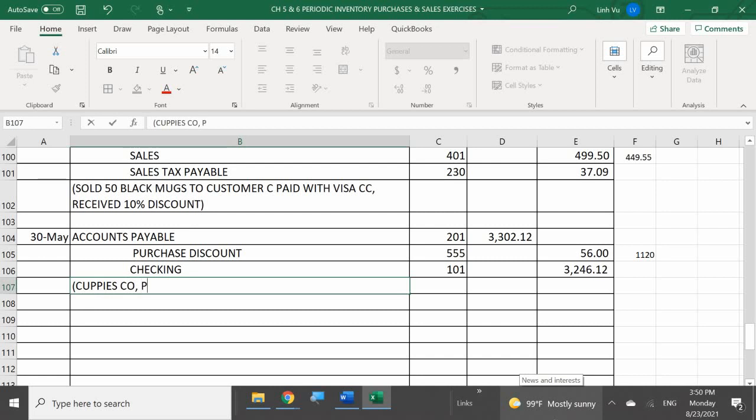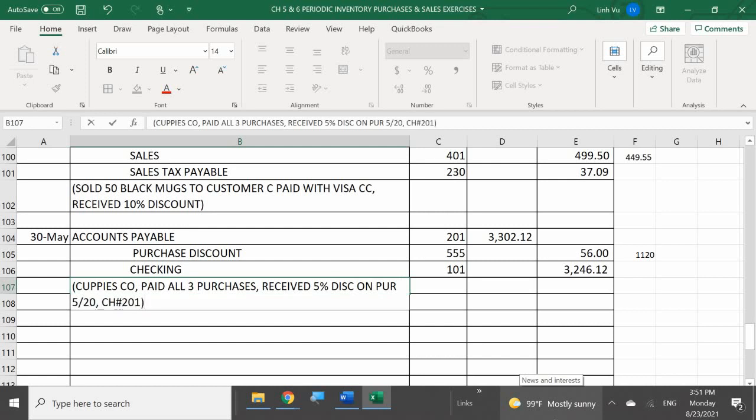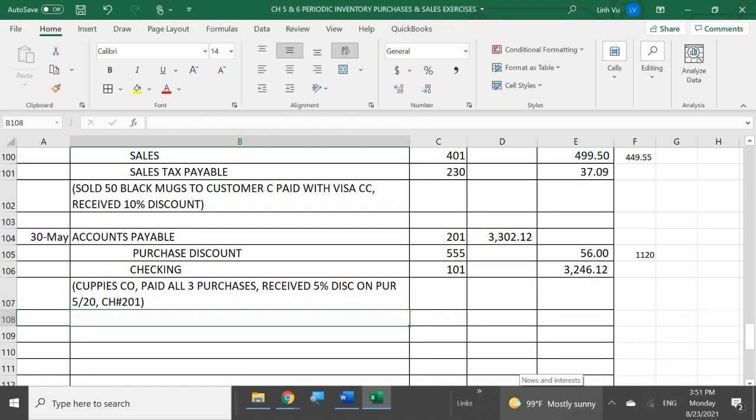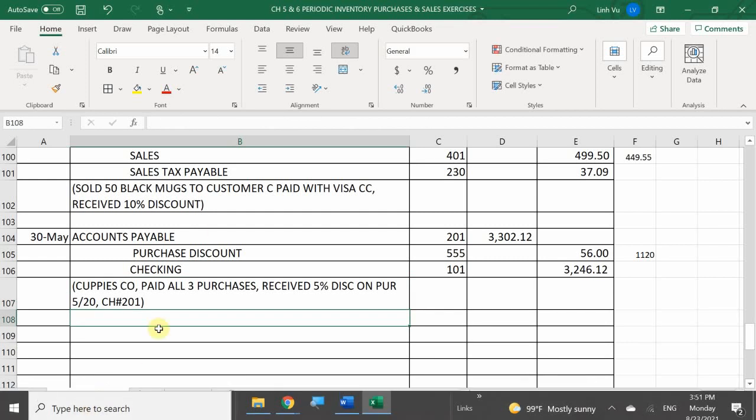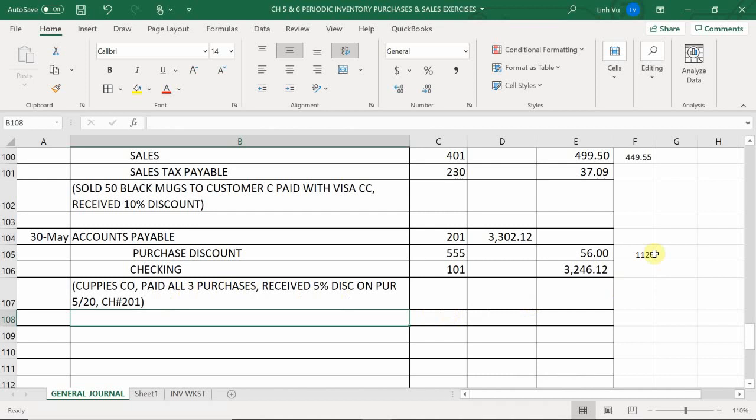I'm going to write paid all 3 purchases. Okay. And then I'm going to say received 5% discount on purchase, which was on 5/20. Okay. And I'm using check number 201 to pay all 3 bills. Okay. And there you go.